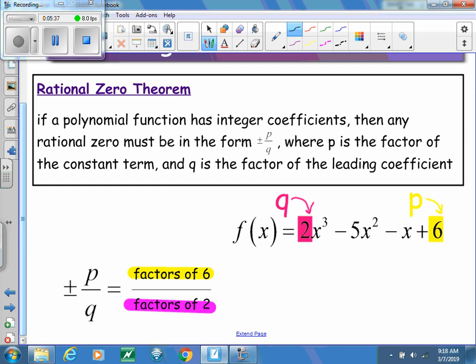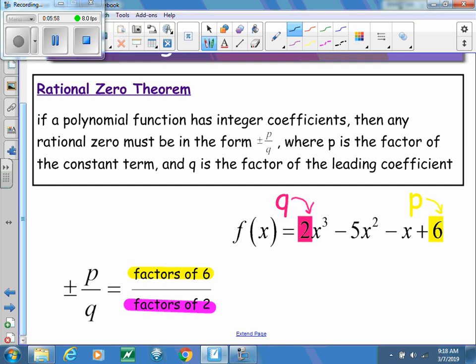So what we have to do here is we are trying to determine what is possibly one of the solutions, all right? Because if we can find one of our zeros, then that can help us find a factor, and then we can do some division.